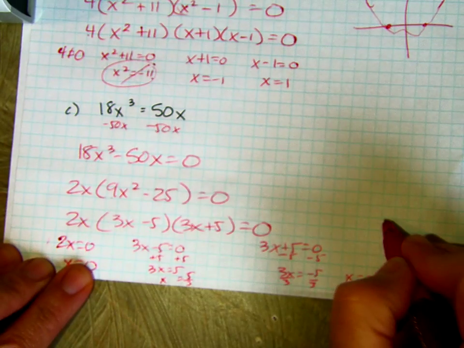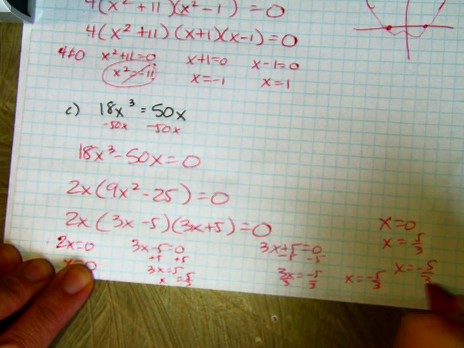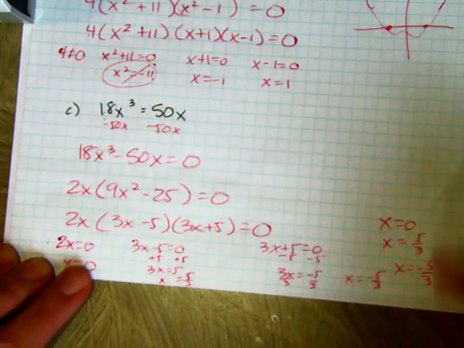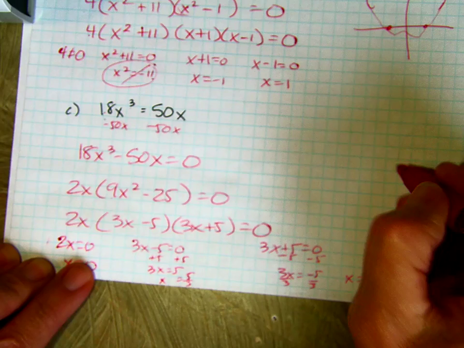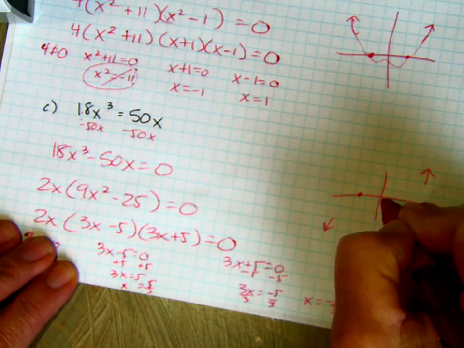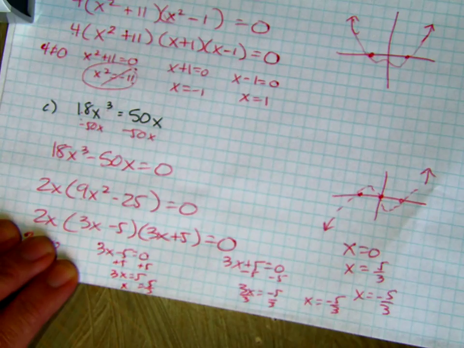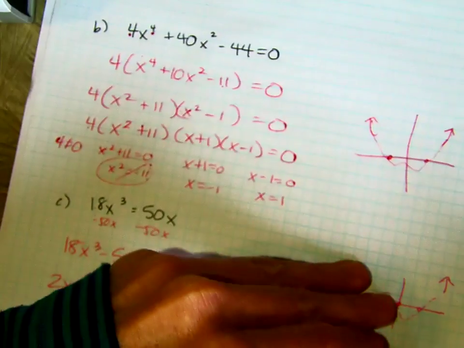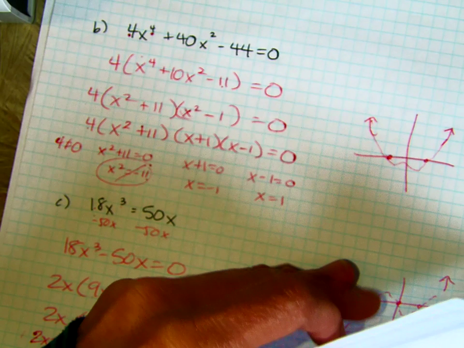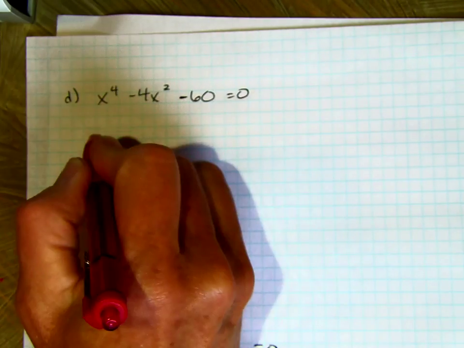So what are my x-intercepts? X equals 0. X equals positive 5/3. X equals negative 5/3. So this graph, positive, odd. So it goes down to the left, up to the right, and it crosses at negative 5/3, at 0, and at positive 5/3. So it does something like that. Putting it together, starting to graph. I think I have two more for you, if you're not sick of it yet. Another quadratic form.